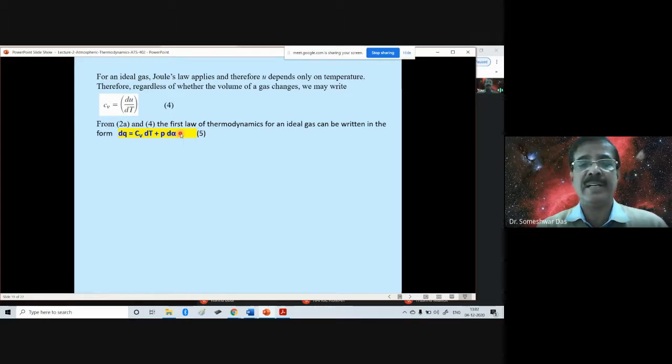Simple equations you can derive yourself. Do this exercise in your room after the class, how to get these equations. They are simple algebraic equations, and you can always derive them yourself. So using equation 4 and the previous equation 2a, we can write dq equal to Cv dT plus P d alpha, where Cv is the specific heat at constant volume, dT is the change in temperature, P is the pressure, and d alpha is the change in the specific volume.